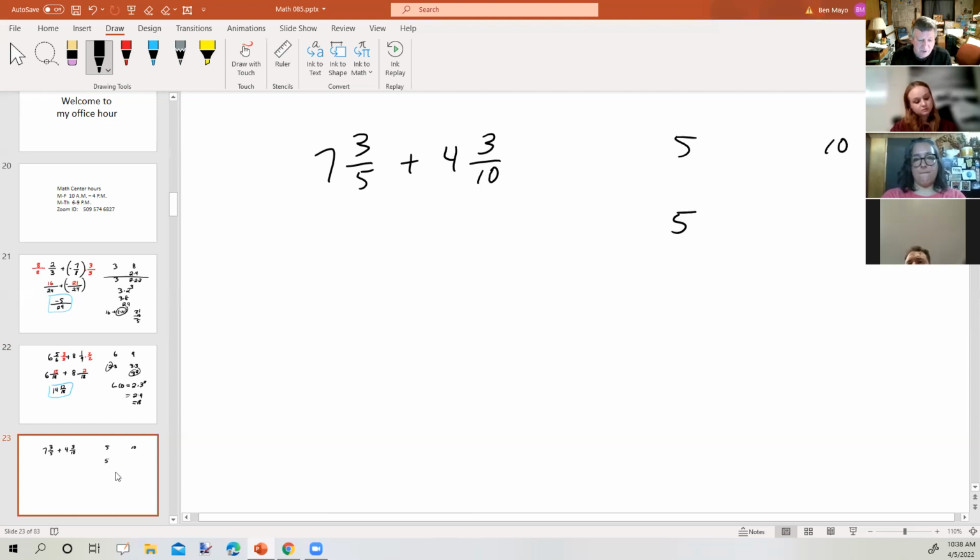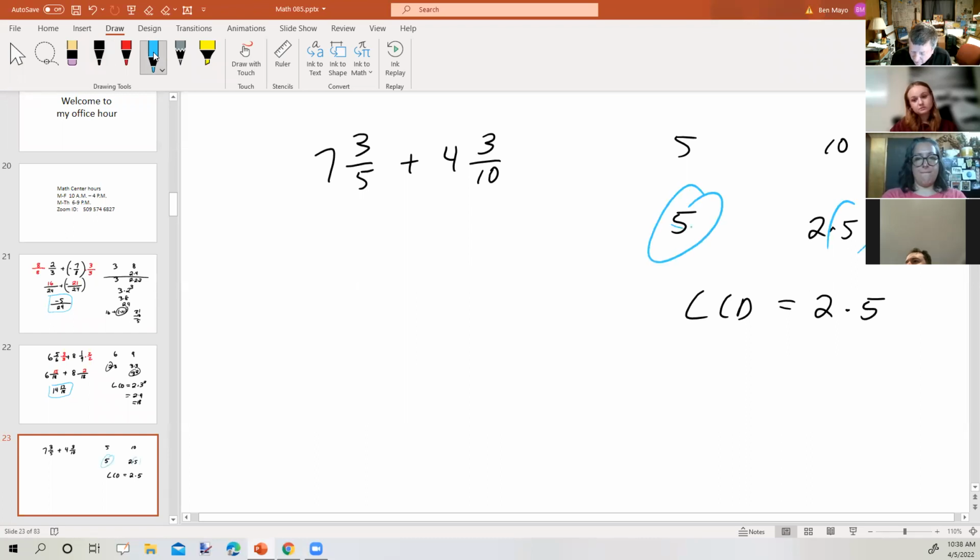5 is prime, so its prime factorization is just 5. 10 would be 2 times 5. So my LCD, I need the highest power of 2 that's up there, which is just 2 to the 1 power, times the highest power of 5 that's up there, which is 5 to the 1 power. Now, you don't combine these, you just take whichever one is highest. In this case, it's a tie, so we can use either one. So the LCD is 10. And again, if you can look at this and see that the least common denominator is 10, then you don't need to go through this process.